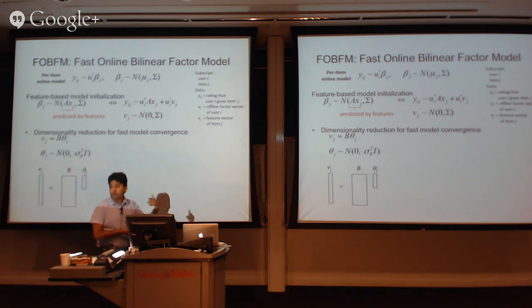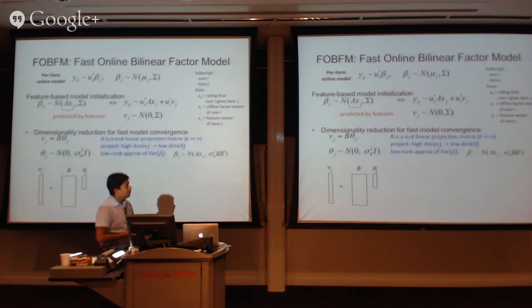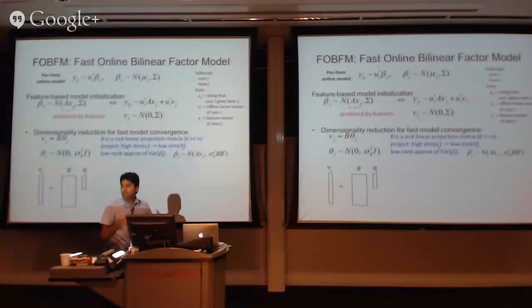That helps you convert fast. Okay. Right? And so essentially what we are assuming, if you do that, is your beta j, the item coefficient, is drawn from a prior, which is centered around, of course, the mean that is determined based on the feature, and the covariance matrix, which is not identity anymore. It is given by something called BB transpose. It's a reduced rank model. You reduce the rank of your model, and then that facilitates online learning, faster conversions.